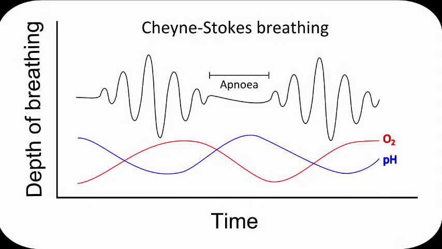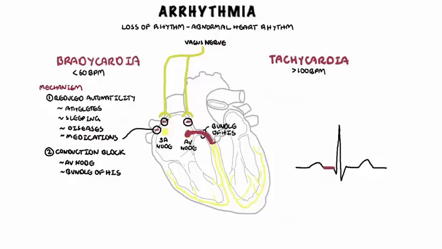Cheyne-Stokes respiration. This cyclical pattern of respiration is due to impaired responsiveness of the respiratory center to carbon dioxide and occurs in severe left ventricular failure. Arrhythmia. Any arrhythmia may cause breathlessness but usually does so only if the heart is structurally abnormal, such as with the onset of atrial fibrillation in a patient with mitral stenosis.